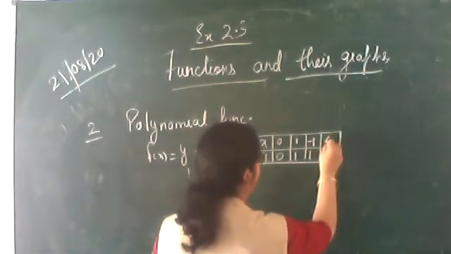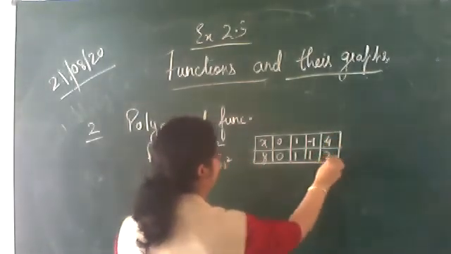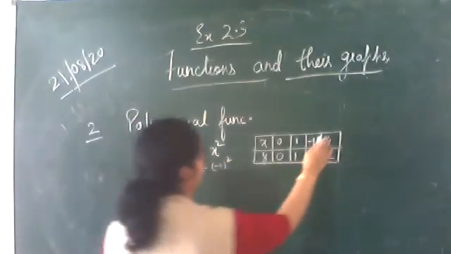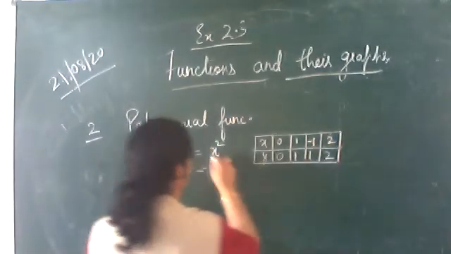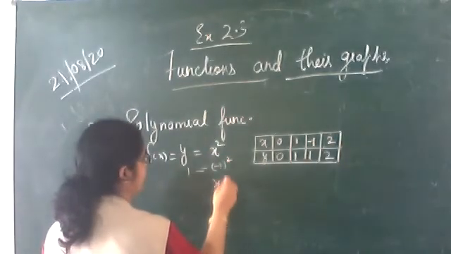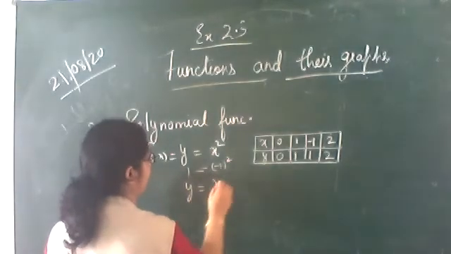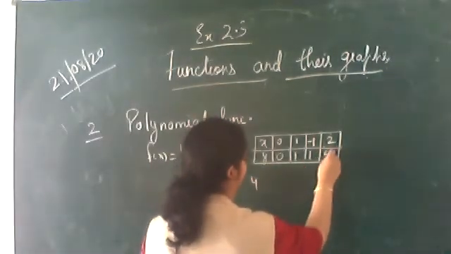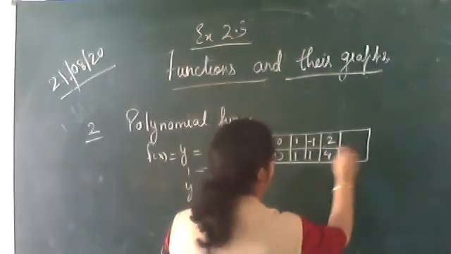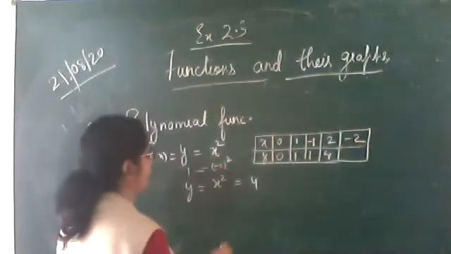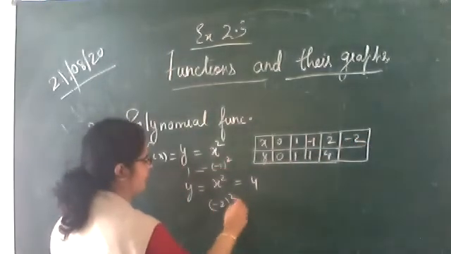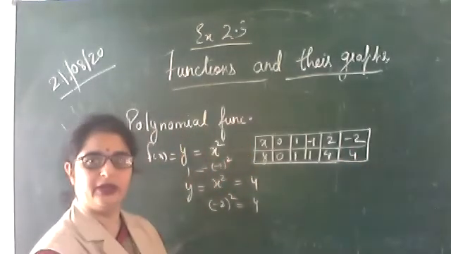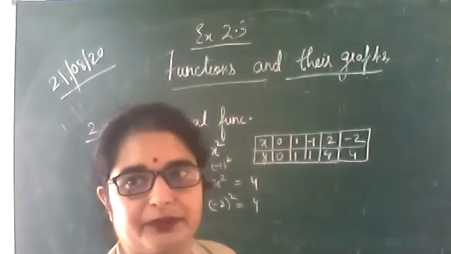If I put x is equal to 2, y will be x square, that will be 4. Clear? If I put x is equal to minus 2, minus 2 square again will be 4. Clear? So now you can plot the graph.